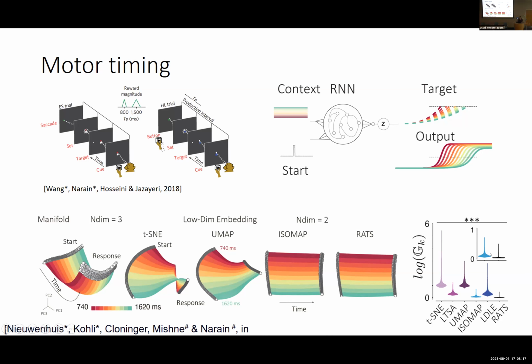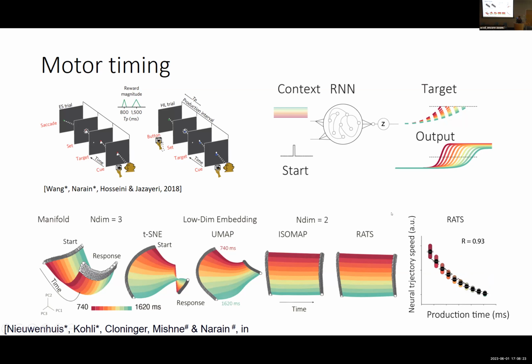And this is important because we want to be able to decode, for example, behavior and different measures from these manifolds. For example, here we're looking at the speeds along the manifold, and we can see that there's a very high fit between the speed along the manifold and the production time. So what is the time, the context from fast to slow?